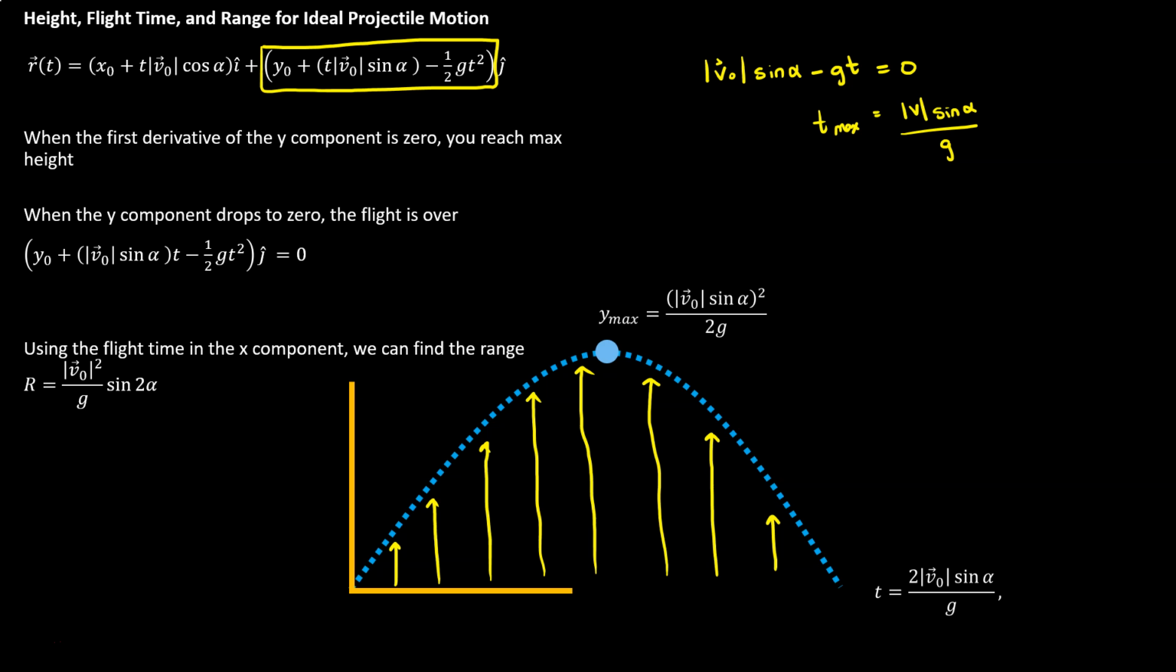If we plug this T value back into the J component, not the J derivative, but the actual J component, we can find the maximum value for the height that this object is going to travel. And that's represented down here as Y max. So we find T max, plug it back into the J component, and that will give us the maximum height.